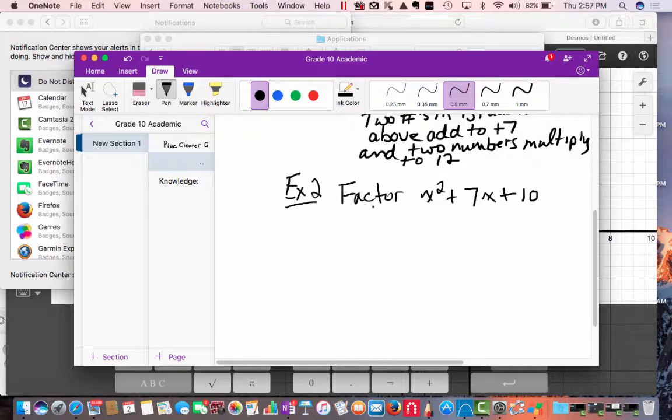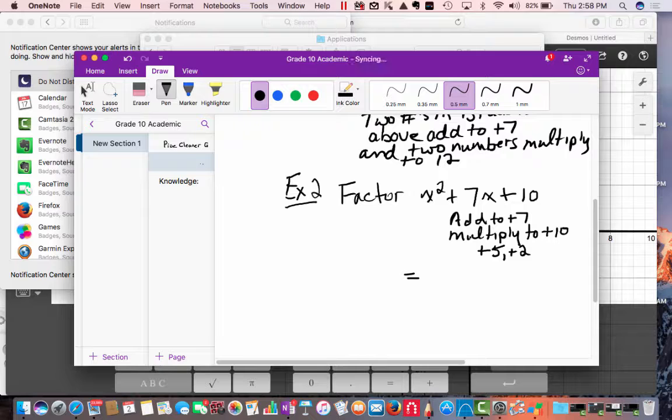In the next expression, we're going to try to factor x squared plus 7x plus 10. What we learned from the previous example was we're looking for here two numbers that add to 7 and multiply to the constant at the end, plus 10. Probably easier to think of the numbers that multiply to 10, which also add to 7. Two numbers that work, that multiply to 10, as well as add to 7, are plus 5 and plus 2.